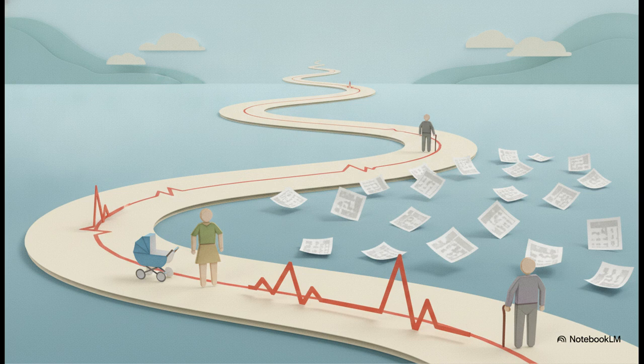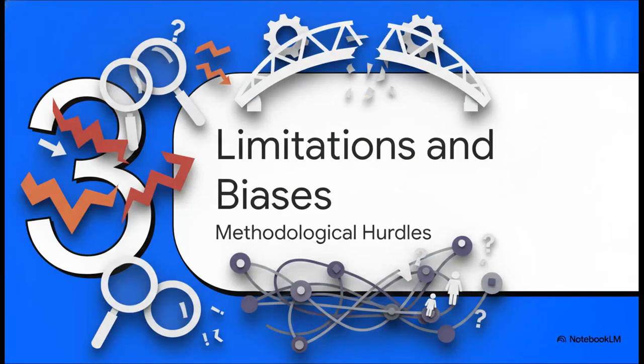But that leads us to a pretty important transition question. If RWD is so amazing, why isn't it perfect? That brings us to Section 3, limitations and inherent biases. Let's look at the methodological hurdles.